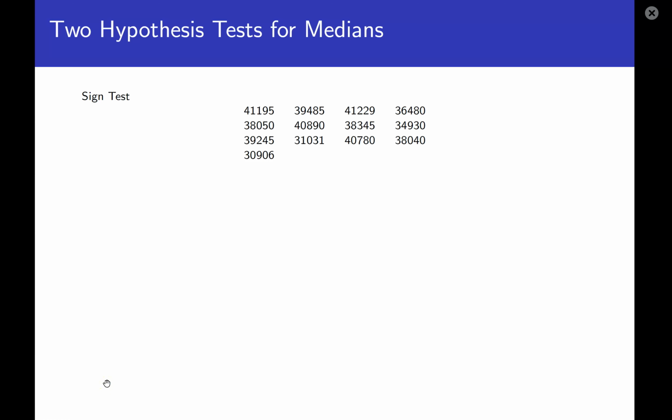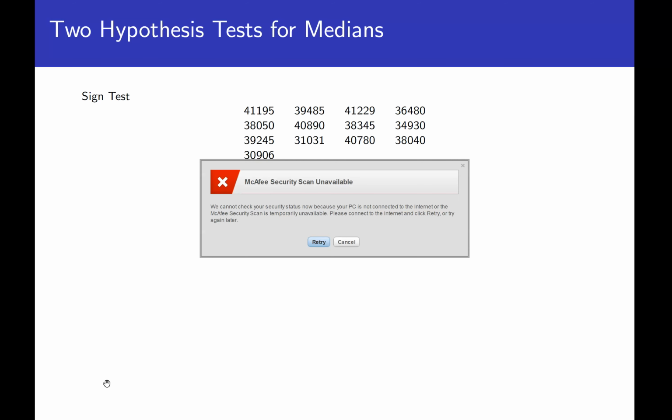So, after talking about confidence intervals in the previous section for different percentiles of a distribution, we're going to talk about a couple of hypothesis tests that we can do to test whether or not the median is equal to its value. So, the first one we're going to talk about is a sign test.